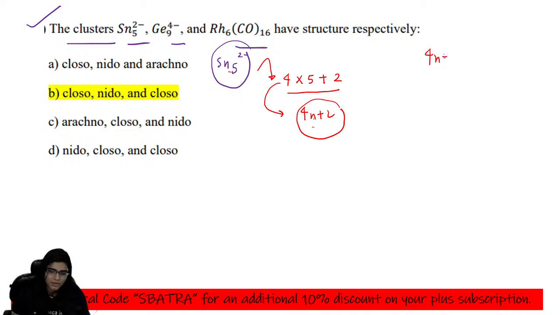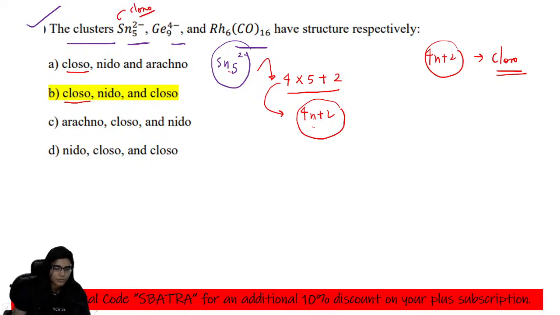So when the electronic configuration count is 4n plus 2, this is a closo cluster. So definitely closo. So option 1, the compound 1, is closo.